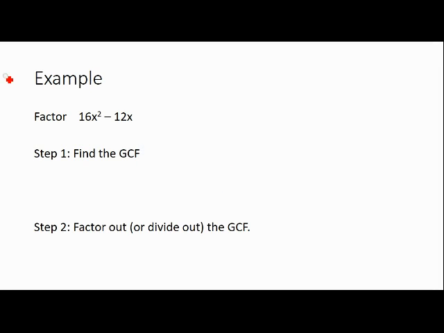In this example, we want to factor the following binomial: 16x squared minus 12x. So we should notice that we have only two terms. So in this case, we cannot use the method that we've been working with in class. So we need to find a new method, or more like a known method, which is finding a GCF. So GCF stands for greatest common factor.